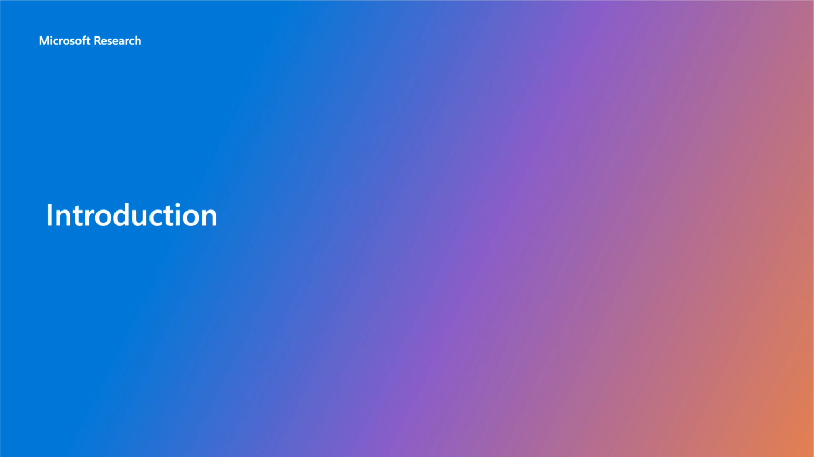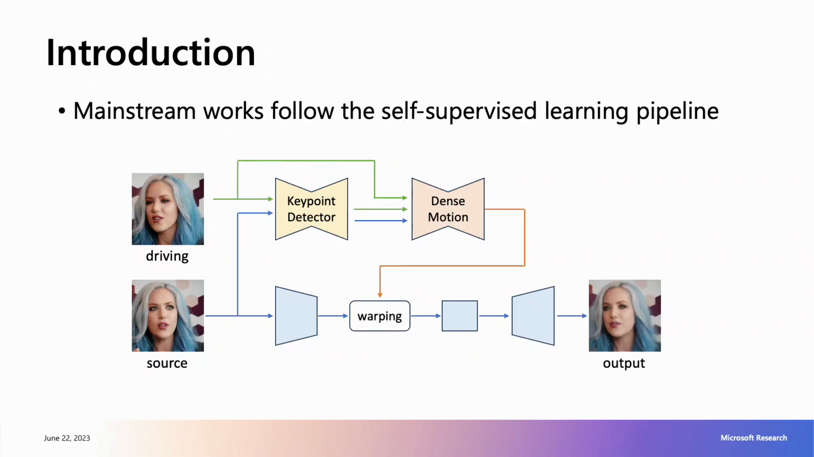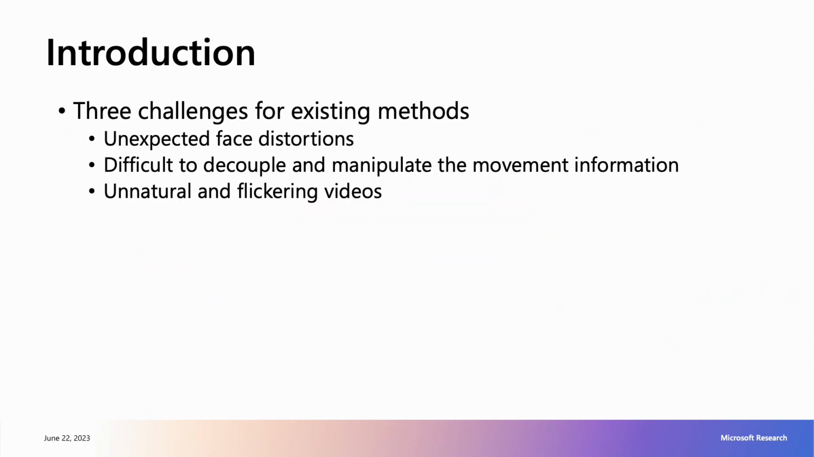Now, let's discuss the introduction part. Currently, the mainstream works follow a self-supervised learning pipeline. They mainly utilize the self-supervised learned landmarks to model the movement of the identity between the source and driving images. The learned landmark pairs are first detected from both source and driving images, and then the dense flow field is estimated from the two sets of learned landmarks to transform the source features and guide the reconstruction of the driving image. As mentioned before, there are three challenges with the existing methods: unexpected face distortions, difficulty to decouple and manipulate the movement information, and unnatural and flickering videos.